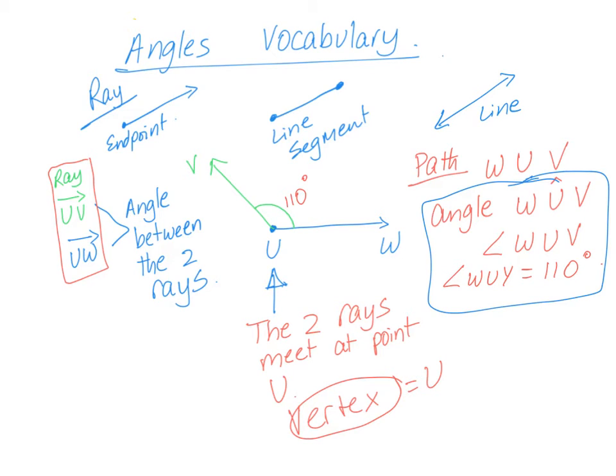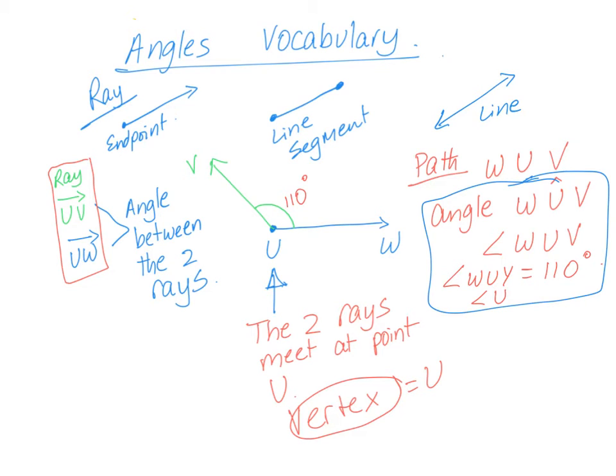So W caret UV, because that's where they meet. And the vertex is always in the middle. And the last way to represent the angle is to say it's just angle U. So there are four ways to write an angle.